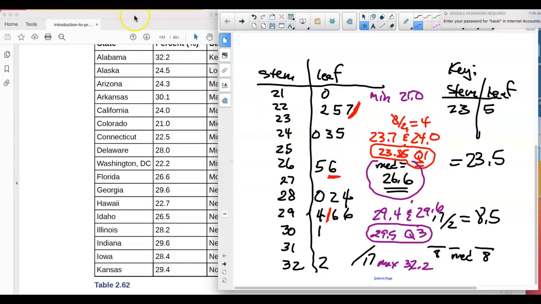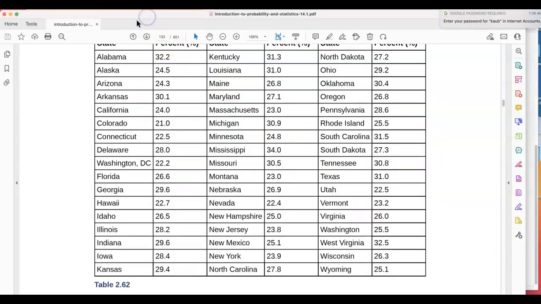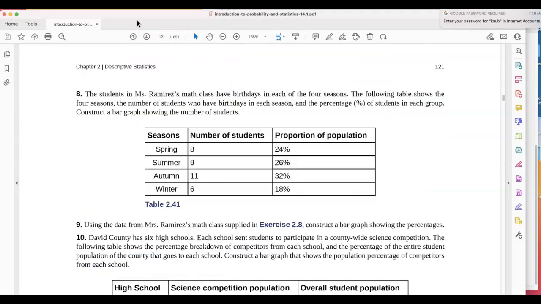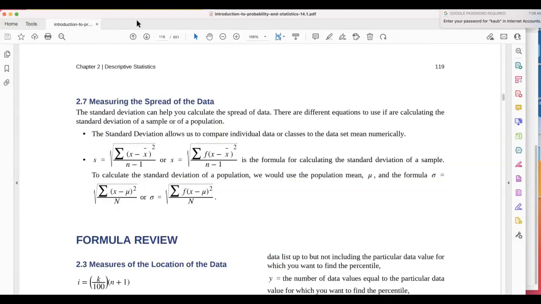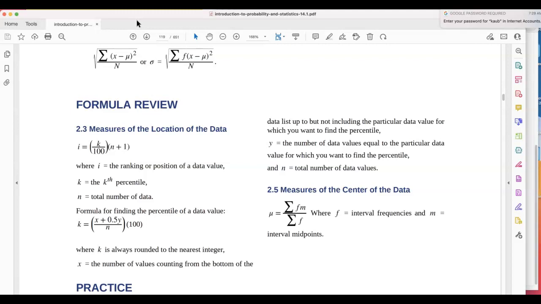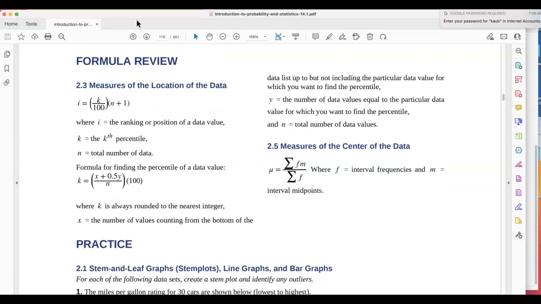Now, percentile positions are given by a formula. So you're going to want to write this formula down for a percentile position. Let's just find it here. And this is it right here. This is in the book. It says formula review. This is the formula you want. So take a minute, pause the video, and then we'll get back to finding a position.